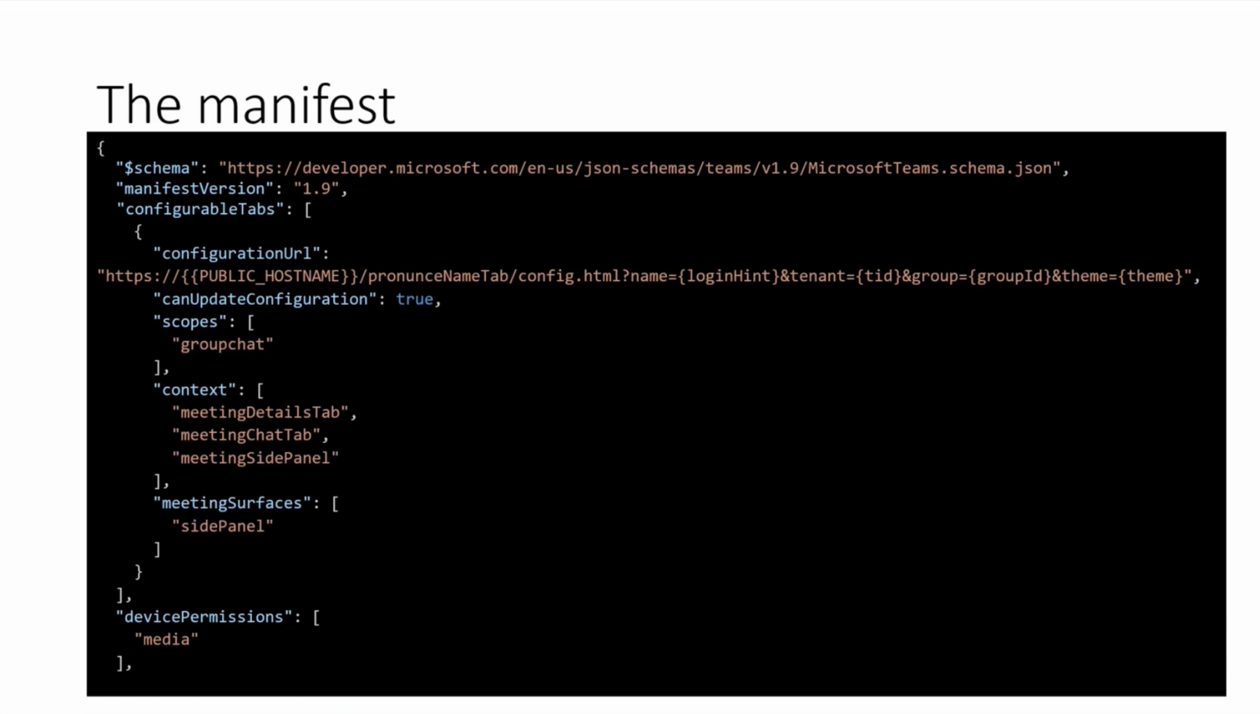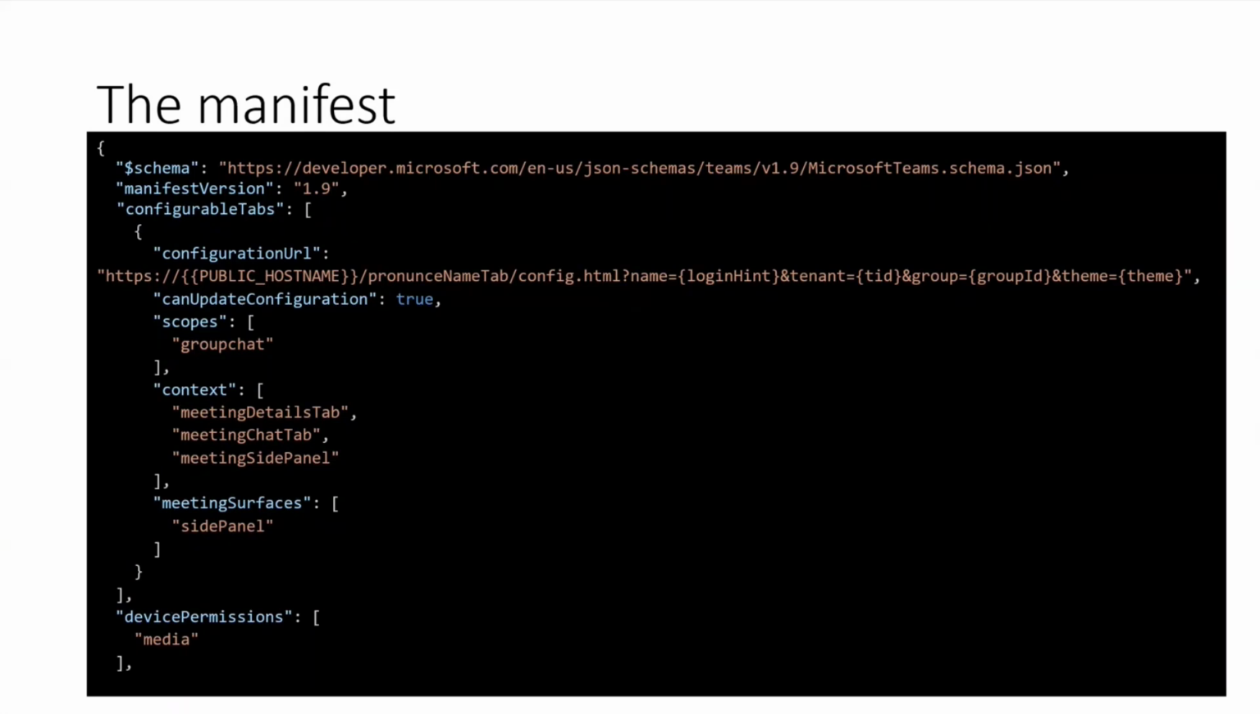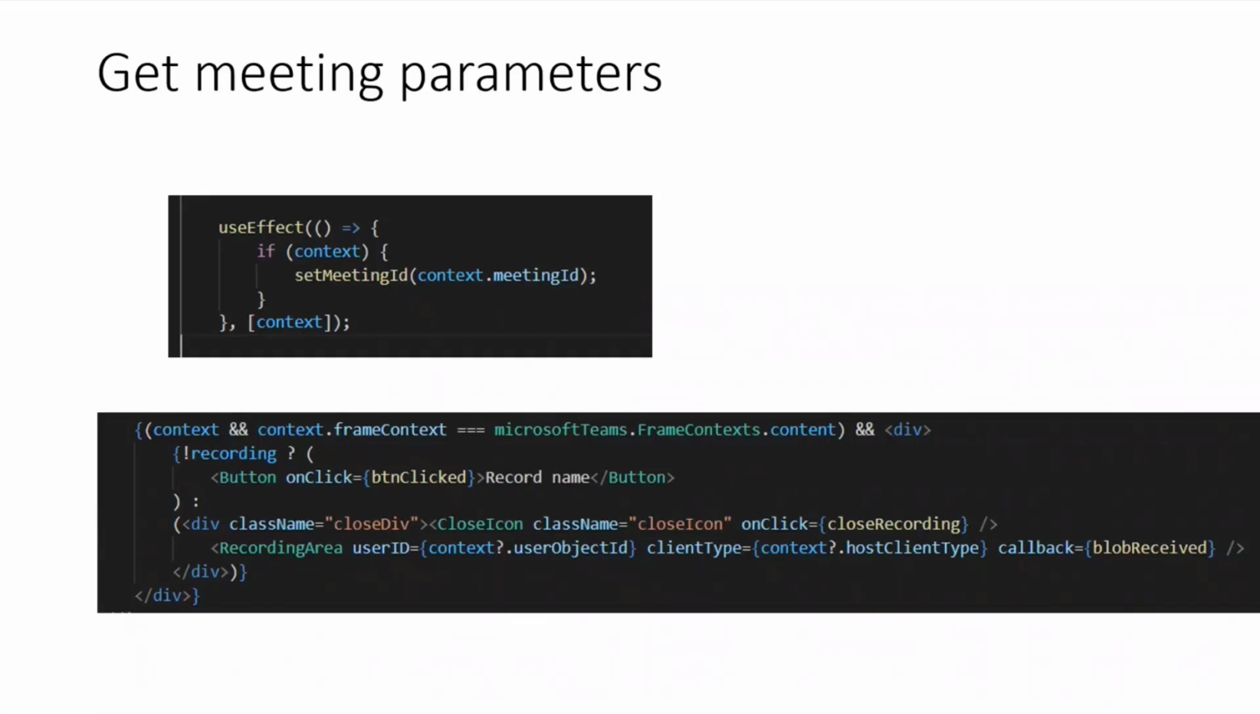And last but not least, we have the device permissions. Here we are asking for media, which is not only audio, it's also video in that case, but we only need the audio permissions. The next thing, which is quite specific in contrast to a normal Teams tab, is that we have some specific parameters for the meeting, which I also used in this sample.